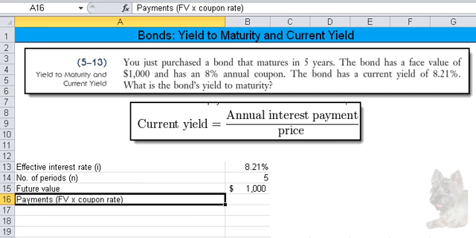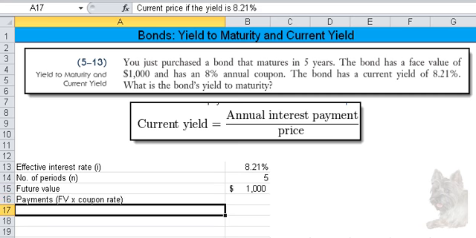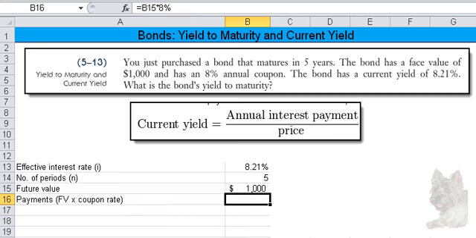Next we have to determine the payments, and we take the future value times the coupon rate. So if I hit F2 here, you'll see that I'm just taking the value in cell B15 times 8%, right? And you can either look for it down here or up here on the formula bar.